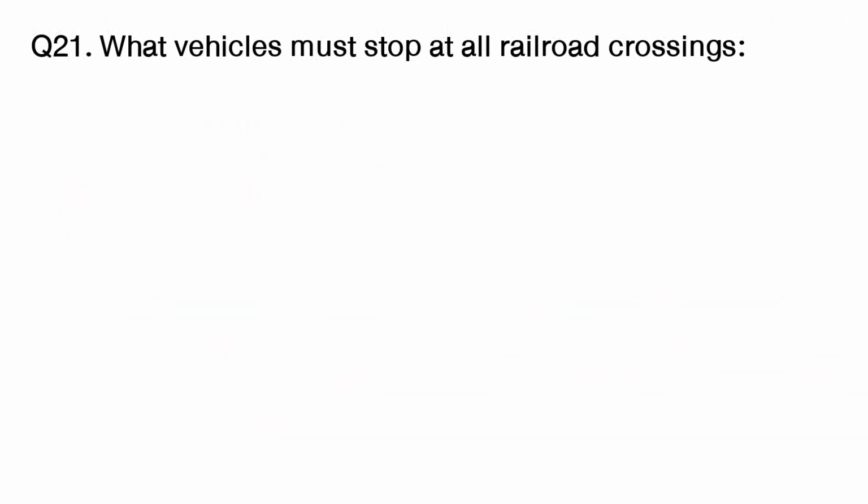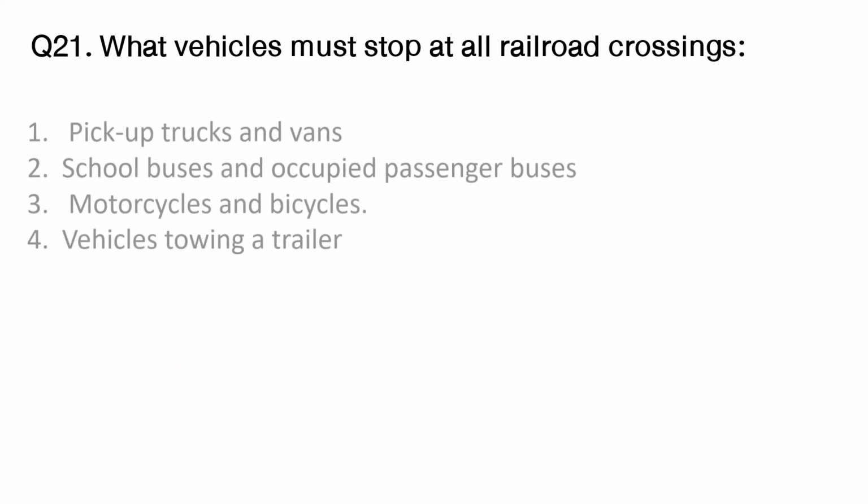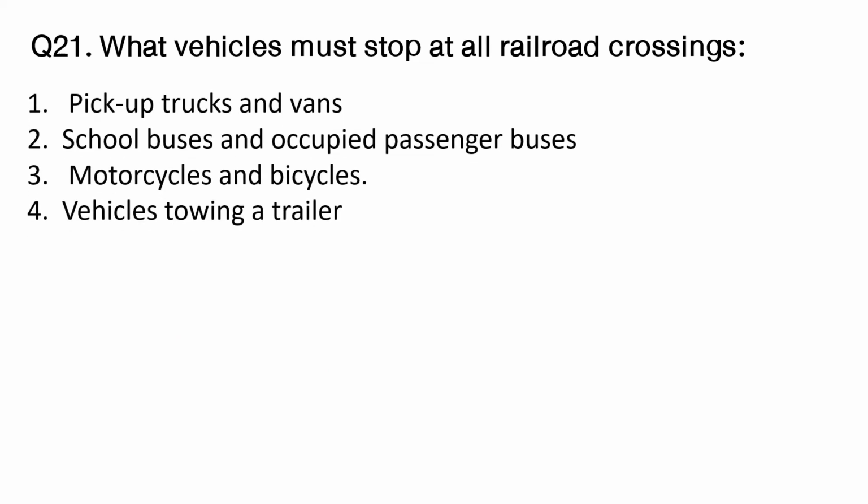Question: what vehicle must stop at all railroad crossings? Option number 1. Pickup trucks and vans. Option number 2. School buses and occupied passenger buses. Option number 3. Motorcycles and bicycles. Option number 4. Vehicles towing a trailer.